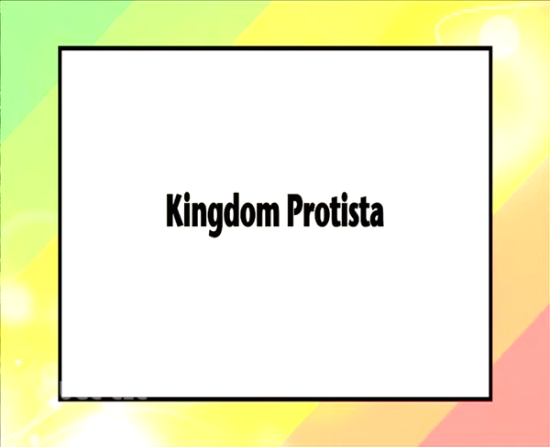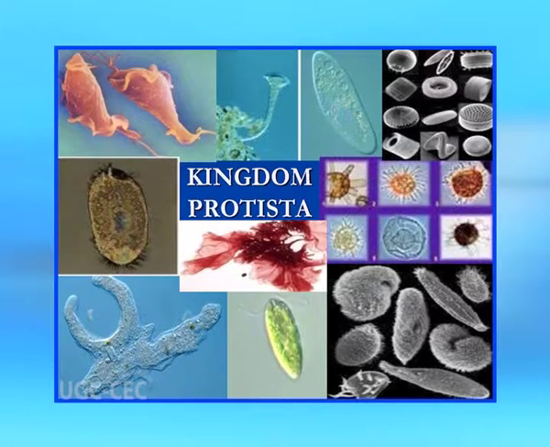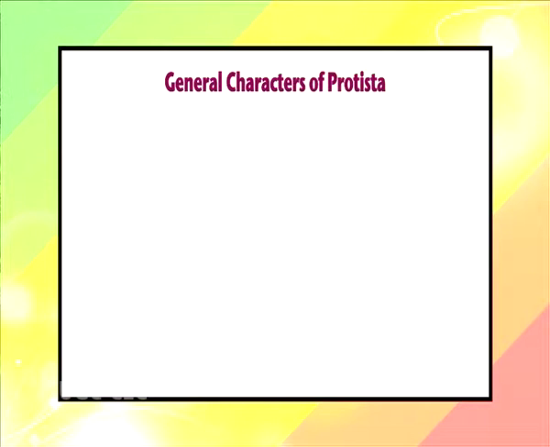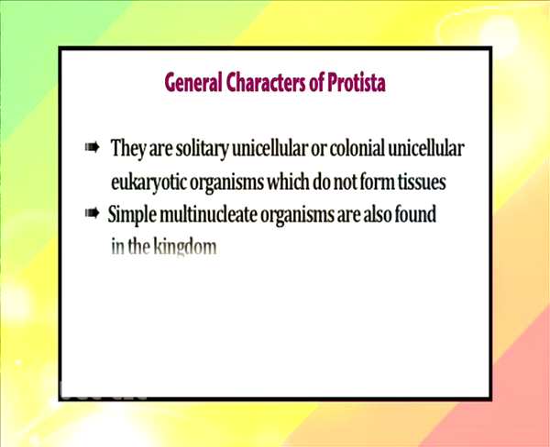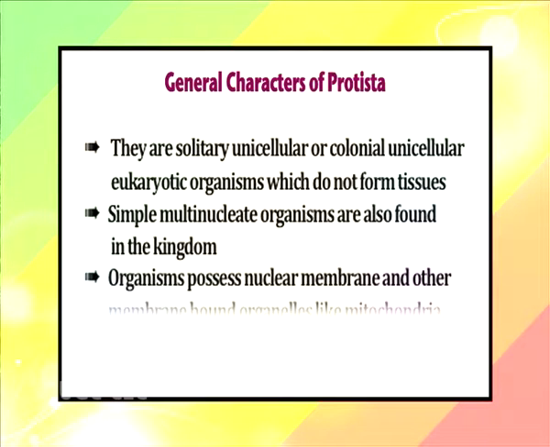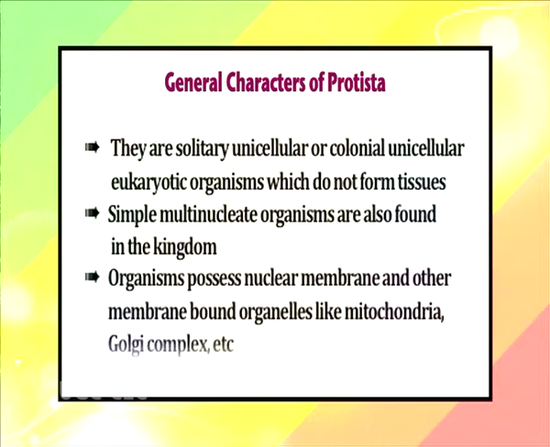Now the kingdom Protista. They are more complicated than monerans. They are unicellular but eukaryotic, that is, with a true nucleus. Physiologically, the unicell is equal to the whole body of a plant or an animal. Their general characters are, they are solitary unicellular or colonial unicellular eukaryotic organisms which do not form tissues. Simple multinucleate organisms are also found in the kingdom. The organisms possess a nuclear membrane and other membrane-bound organelles like mitochondria, Golgi complex, etc.